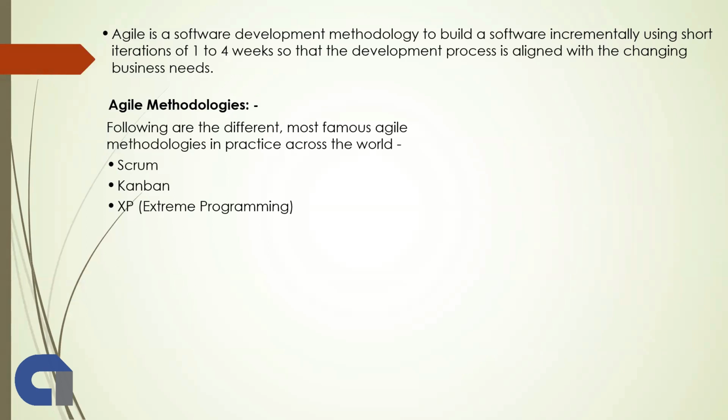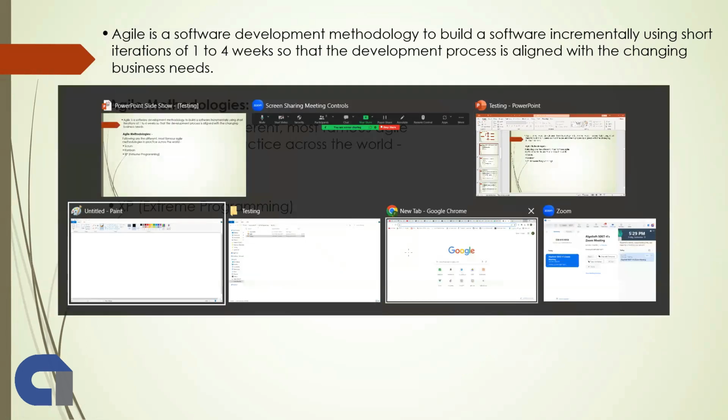Basically, Agile is divided into three parts: Scrum, Kanban, and XP. XP stands for Extreme Programming. What is Scrum? What is Kanban? And what is Extreme Programming? Let's have a basic overview of each, then we will go much deeper.